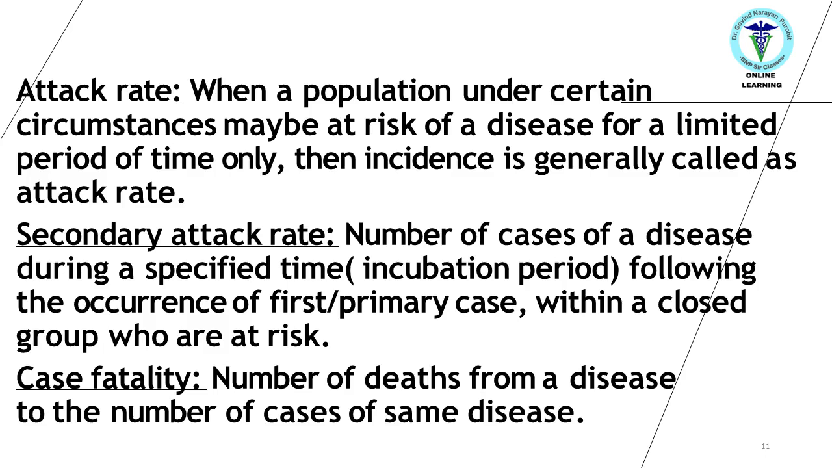Attack rate: when a population under certain circumstances may be at risk of a disease for a limited period of time only, then incidence is generally called the attack rate. Secondary attack rate: number of cases of a disease during a specified time, the incubation period, following the occurrence of the first, primary case, within a closed group who are at risk. Case fatality: number of deaths from a disease to the number of cases of the same disease.